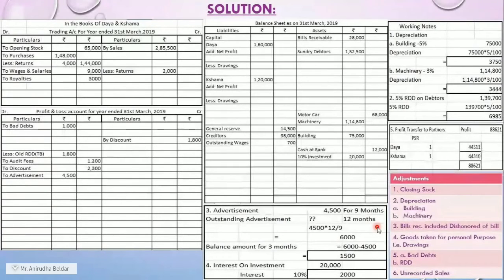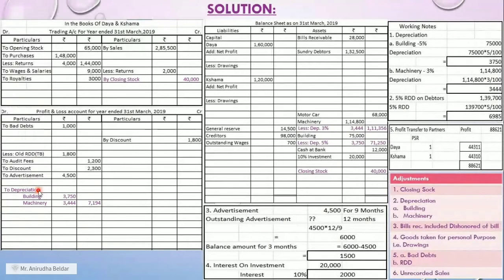The closing stock will appear on the trading account credit side and the balance sheet asset side. Then next is depreciation. We have already calculated depreciation over here. Then we'll show the effect in the final account, that is, less from machinery and less from building, and the other effect goes to the profit and loss account debit side.